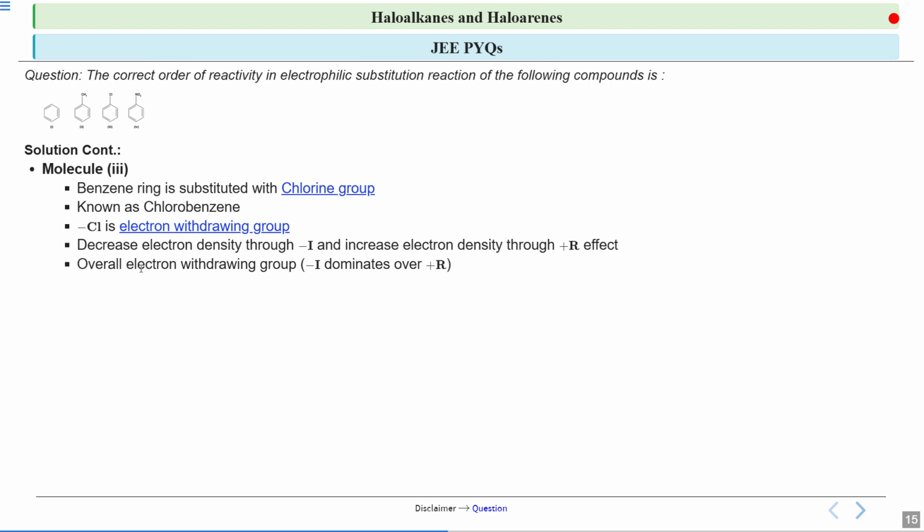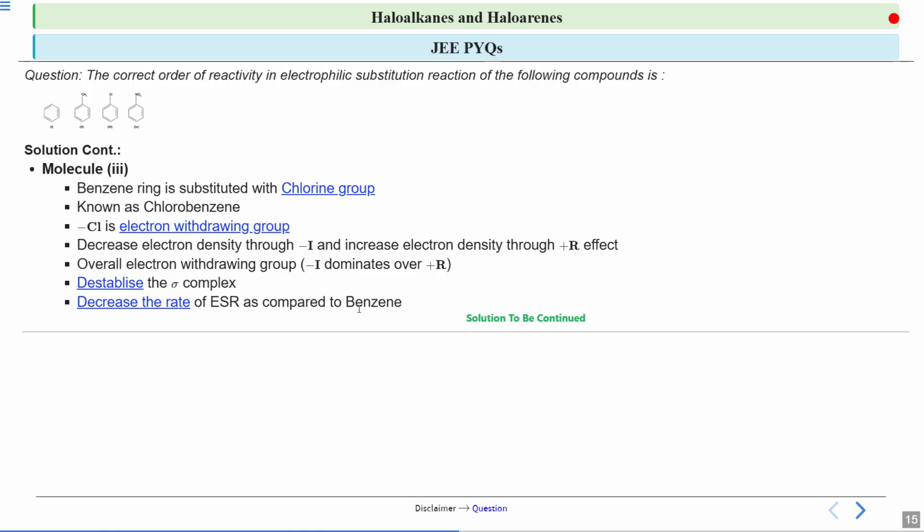But overall, it is taken as an electron withdrawing group, because the minus I effect will dominate over the plus R effect. And due to its electron withdrawing nature, it will destabilize the sigma complex, due to which the rate of ESR will decrease as compared to benzene. So benzene now lies between toluene and chlorobenzene.